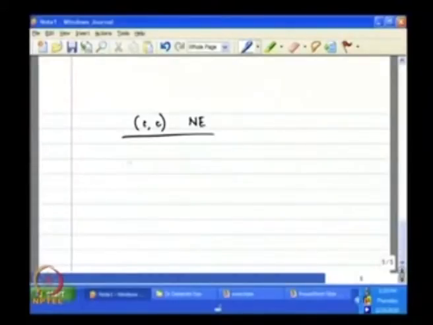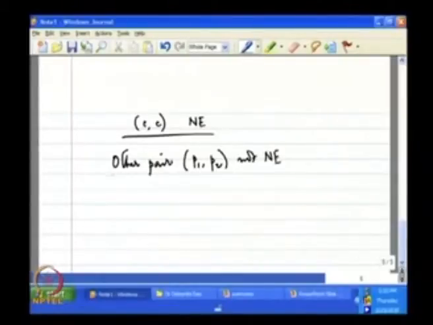Is there any other pair P1, P2 which is a Nash equilibrium? So, we have to show that CC is unique, that no other pair exists which is a Nash equilibrium.